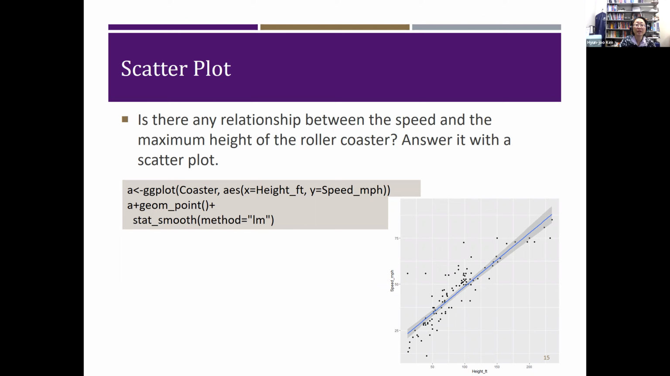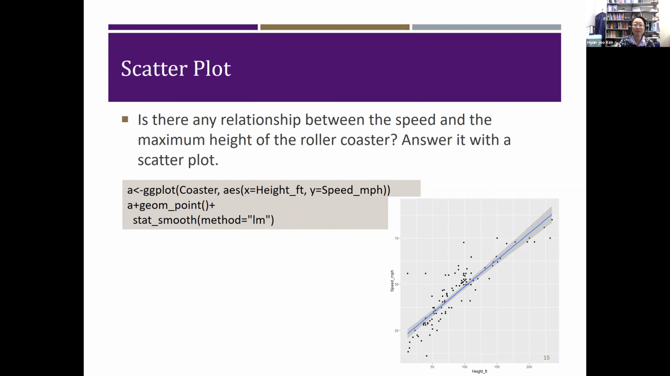When we're interested in the relationship between two numeric variables, we often want to draw a scatter plot. In our roller coaster example again, suppose we want to see if there is any relationship between the speed and the maximum height of roller coaster. If it is a tall one, when you go down, it probably will have a faster speed, maybe.